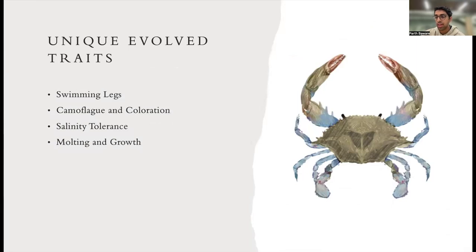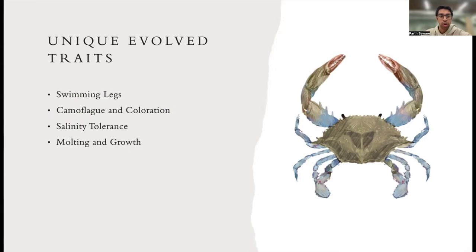So now let's talk about some unique evolved traits. Blue crabs have very powerful hind legs that are used for swimming and again pursuing prey, catching prey. And they get their famous blue color because of camouflage. The blue color present on the crab shell is what helps them blend in with the seagrass in their environments. And this is useful for both catching unsuspecting prey as well as hiding from predators.